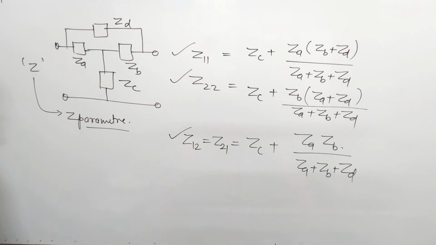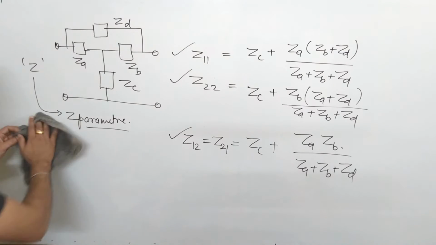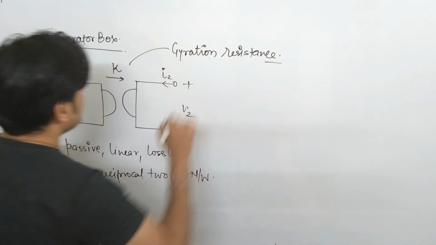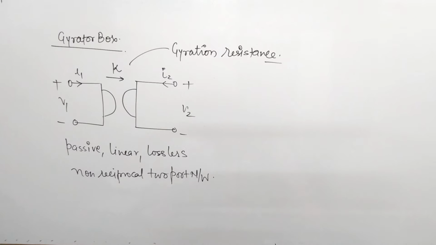Now we'll see some different class of networks. This is a special class of two-port network. We call it a gyrator box. This K is referred to as gyration resistance. This is V1, this is I1, this is V2, this is I2. This is a symbolic representation.